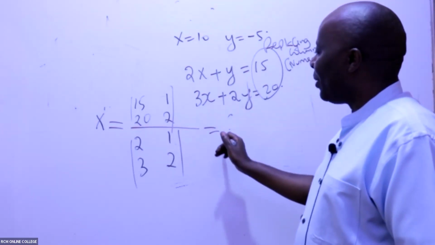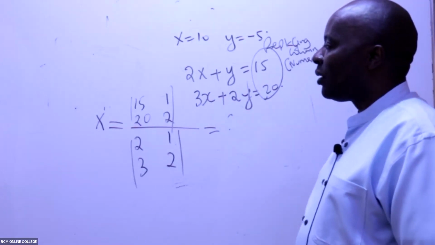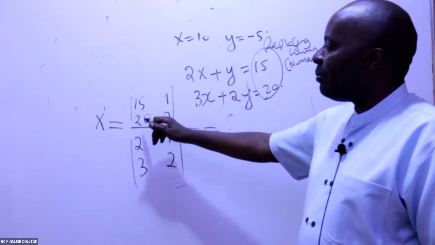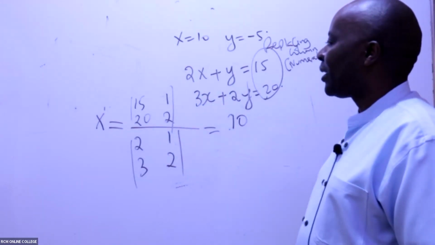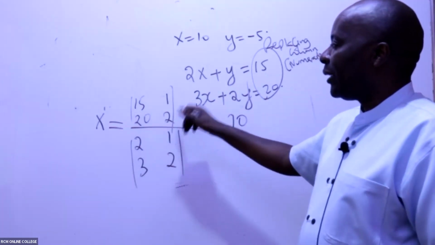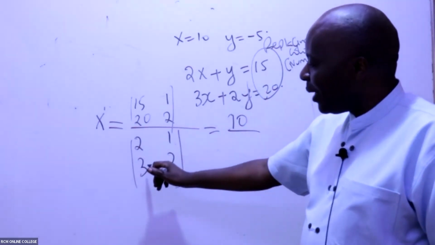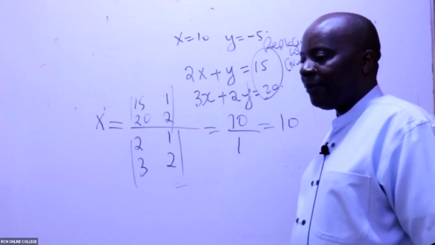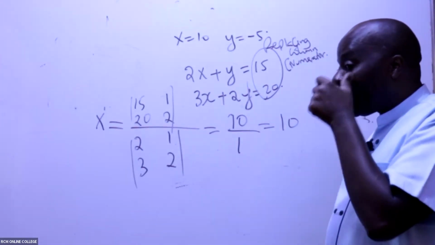Great. Now from there, ladies and gentlemen, you'll be able to go ahead and give me the determinants. You know, determinant is the product of the primary diagonal minus the product of the secondary diagonal. So this one here will be 15 times 2, 30, 30 minus 20. That gives me 10. All over this one here, 2 times 2 is 4, 4 minus 3, 1. So the value of x is 10.